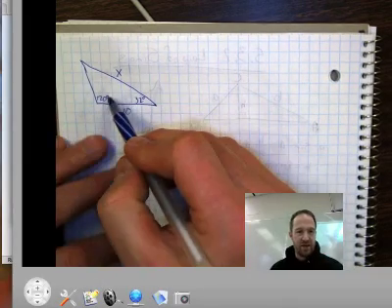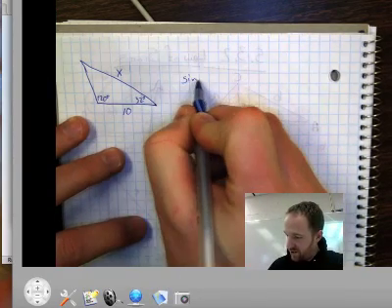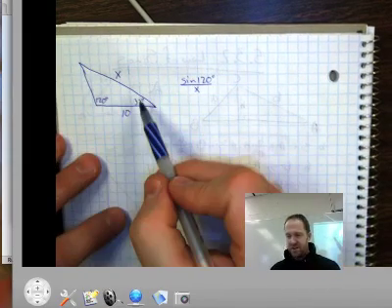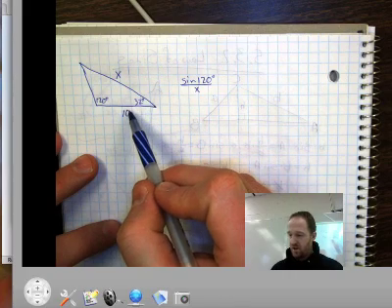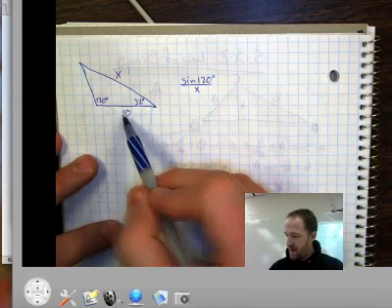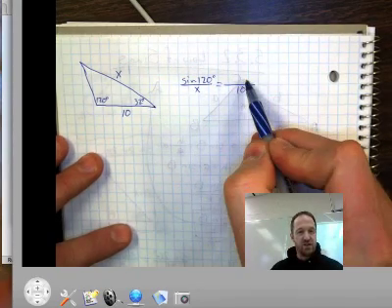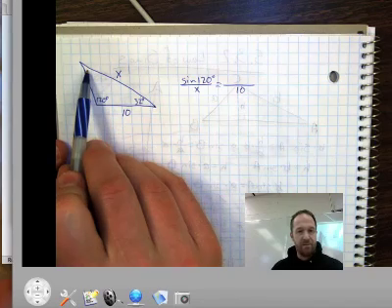120 degrees and the x are opposite each other. So we got to have sine of 120 degrees over x. But the 32 and the 10 are not opposite each other. 10 is the only other side we have, so it has to go on the bottom. But the angle that's on top has to be opposite the 10, and that's this one, which we don't have.